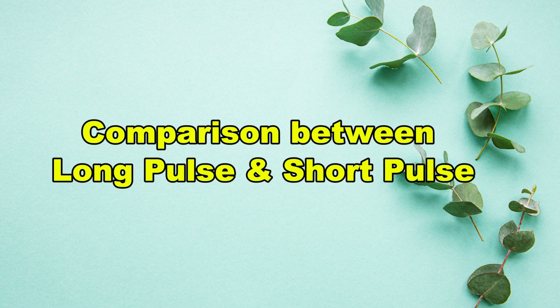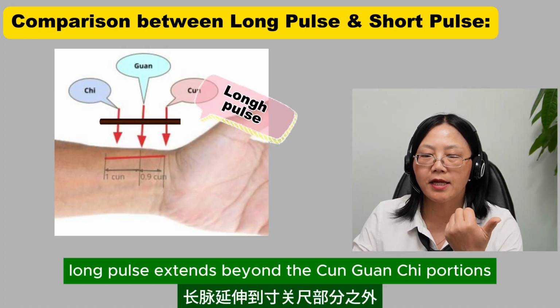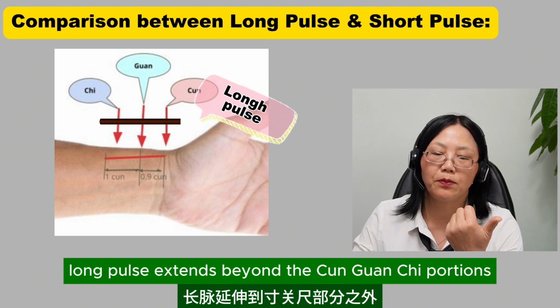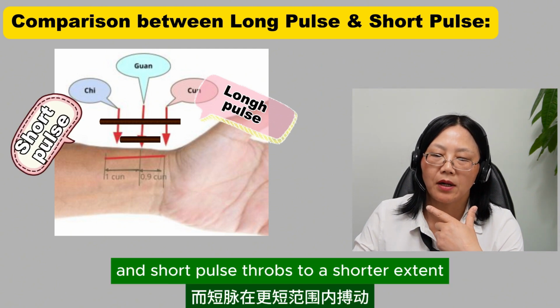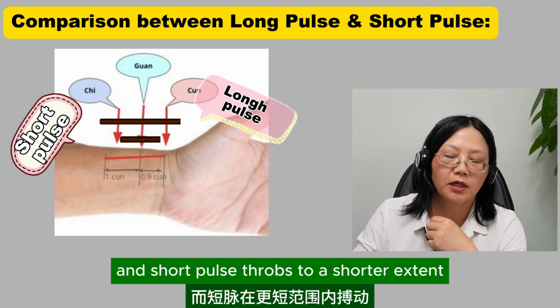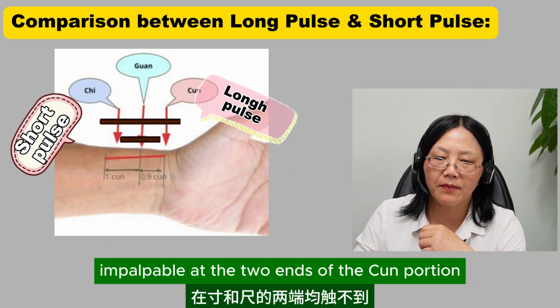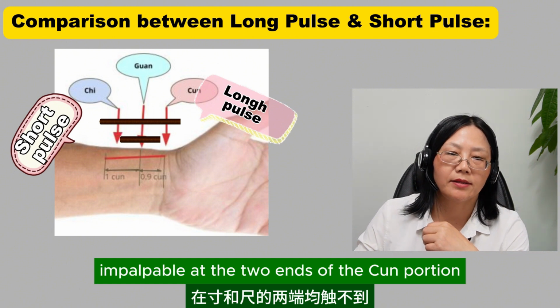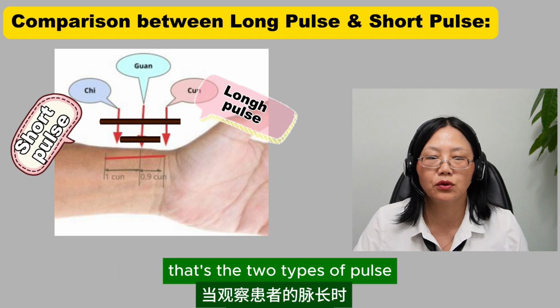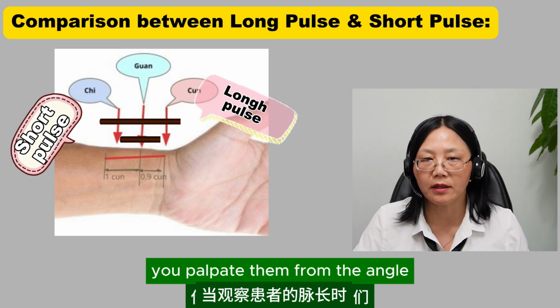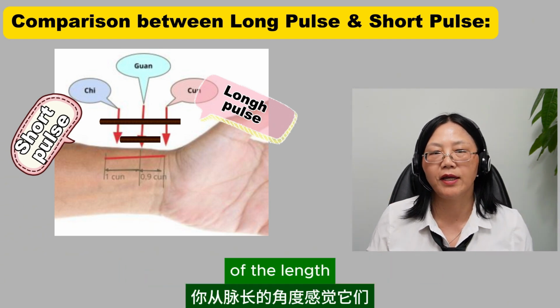Comparison between long pulse and short pulse. The long pulse extends beyond the Chun Guan Chi portions and feels like a long pole, and the short pulse throbs to a shorter extent, impalpable at the two ends of the Chun portion and the Chi portion. Those are the two types of pulse. You palpate them from the angle of the length.